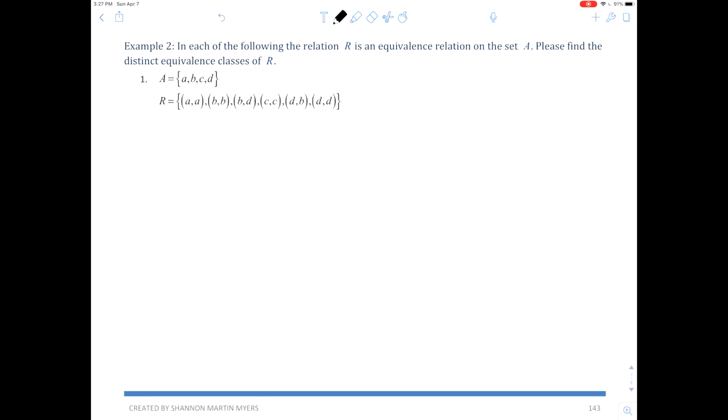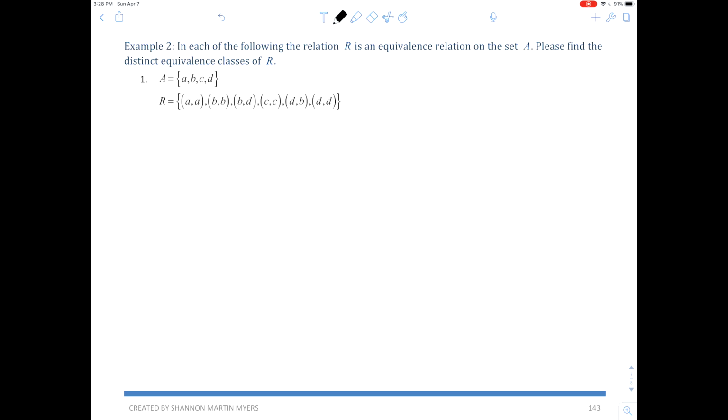So what we want to do is find the distinct equivalence classes of R. Remember, if one set is equal to another set, if they're subsets of each other, or you can also think of it as each set has the same elements in it, if that's true, they're equal. So we will be able to reduce our answer by finding our distinct equivalence classes. So let's do it.